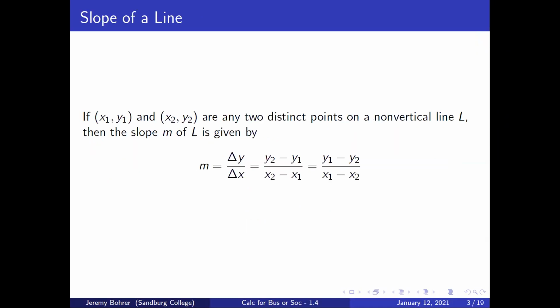The slope of a line. If x1, y1, and x2, y2 are two distinct points on a non-vertical line L, then the slope m of L is given by m equals delta y divided by delta x, where delta means the change in mathematics, which is equal to y2 minus y1 over x2 minus x1, and that's the same as y1 minus y2 over x1 minus x2.